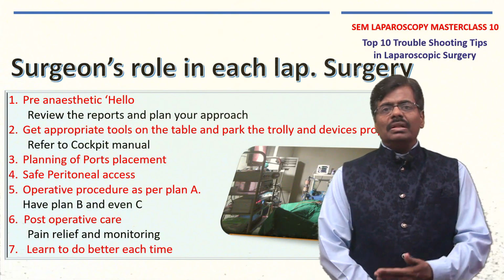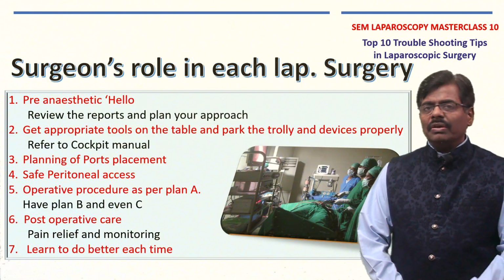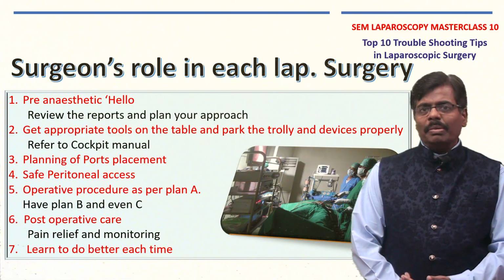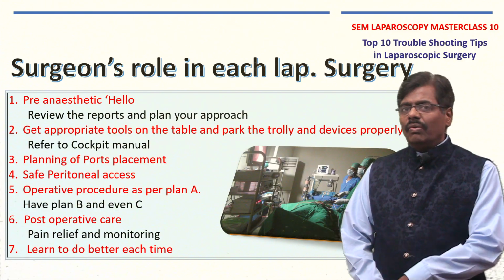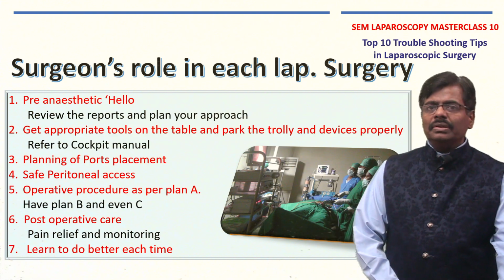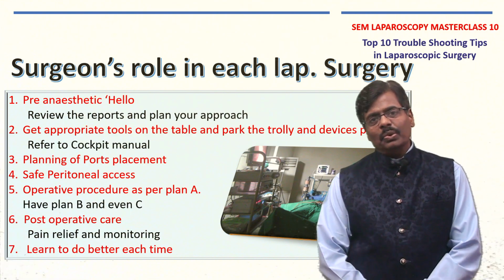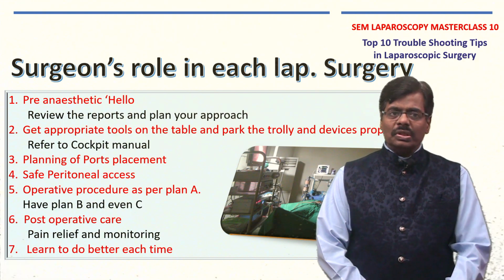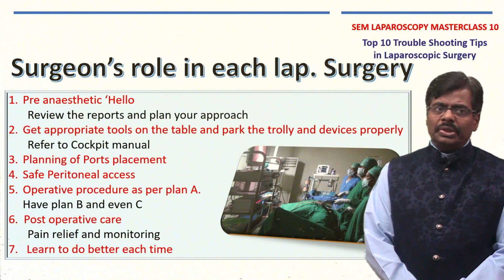then go step by step through the procedure you plan. If there are some problems during the procedure, of course, you need to have a plan B or plan C. If it is a difficult chole, instead of a complete cholecystectomy, you may have to go for a subtotal cholecystectomy or cholecystostomy, like that. You need to have all the options ready.